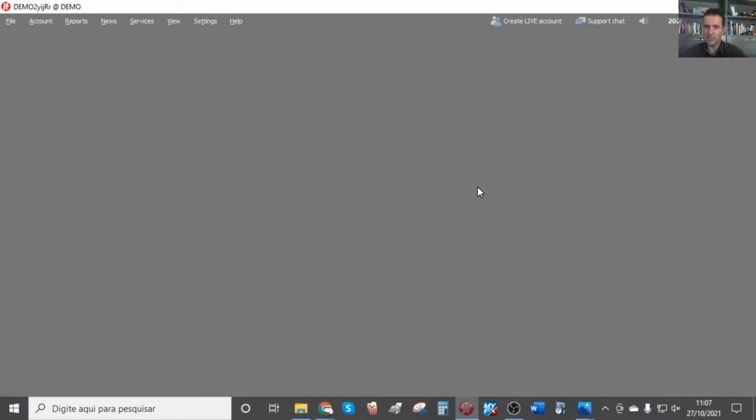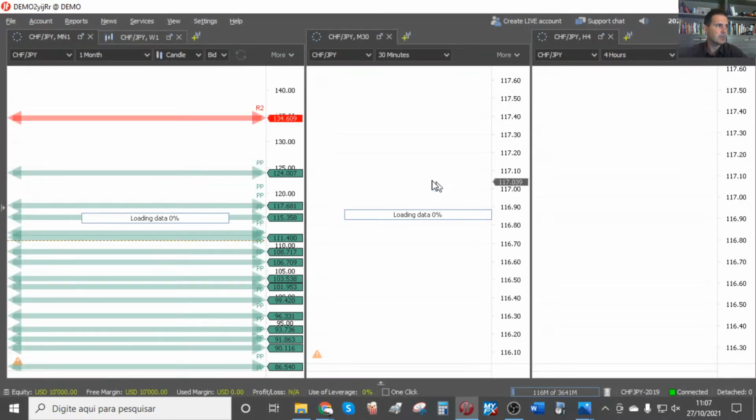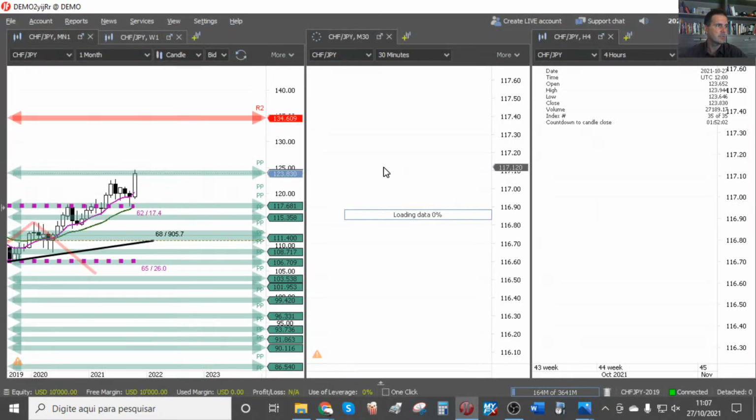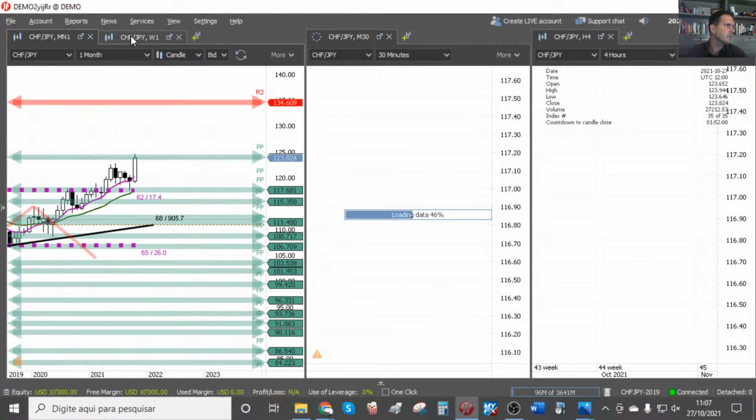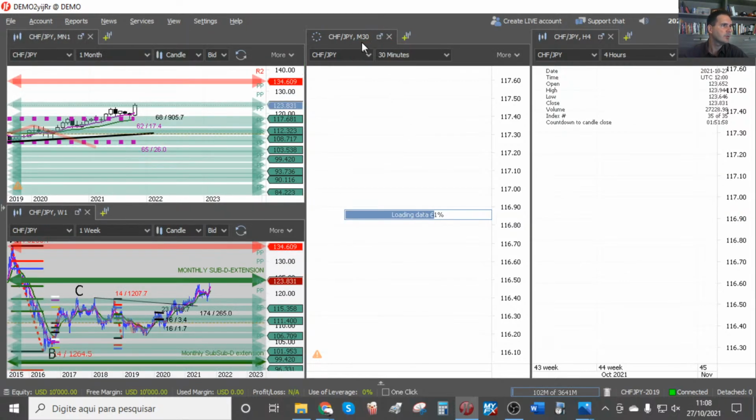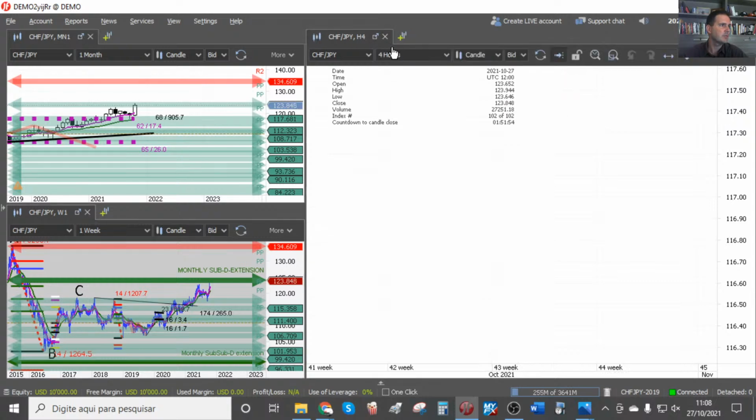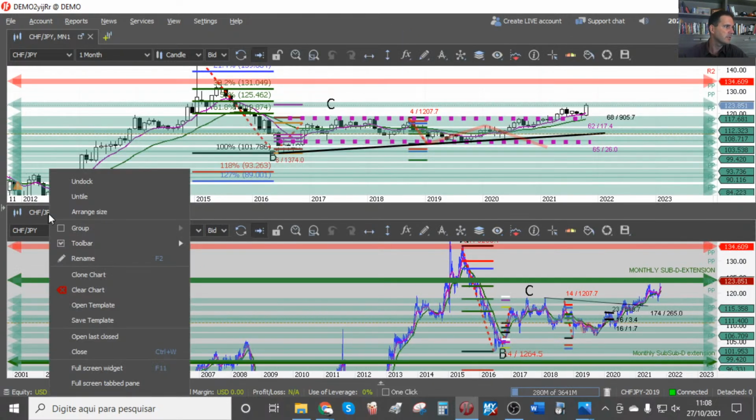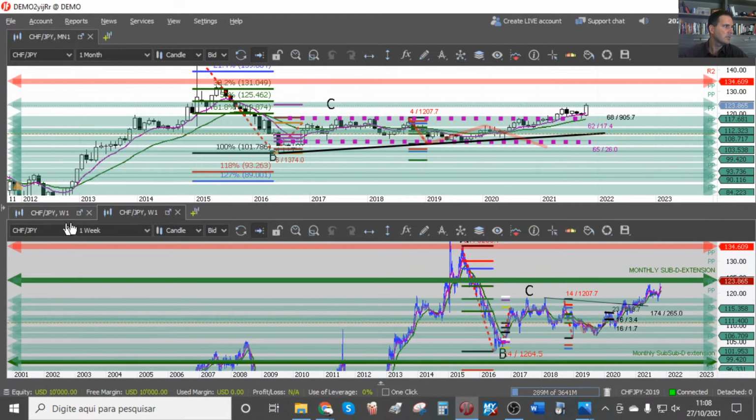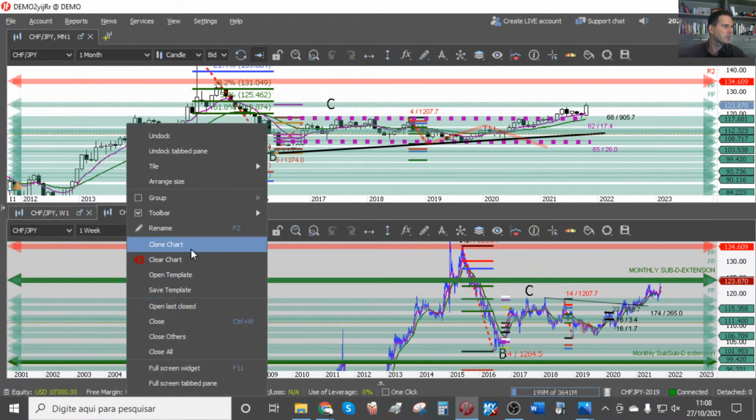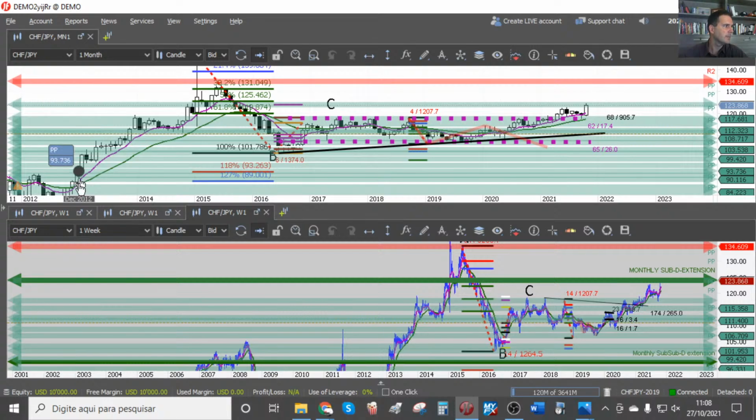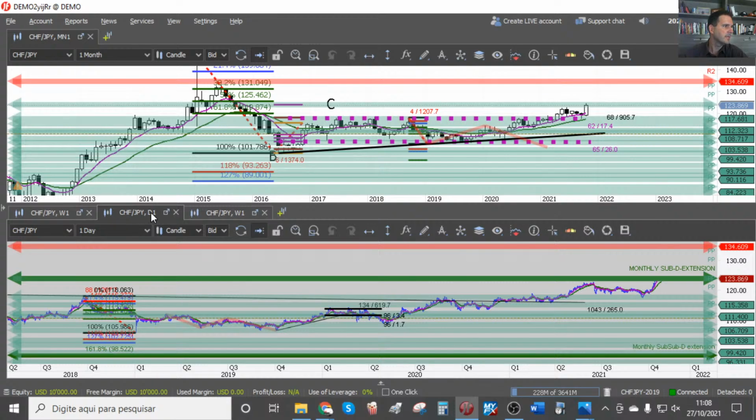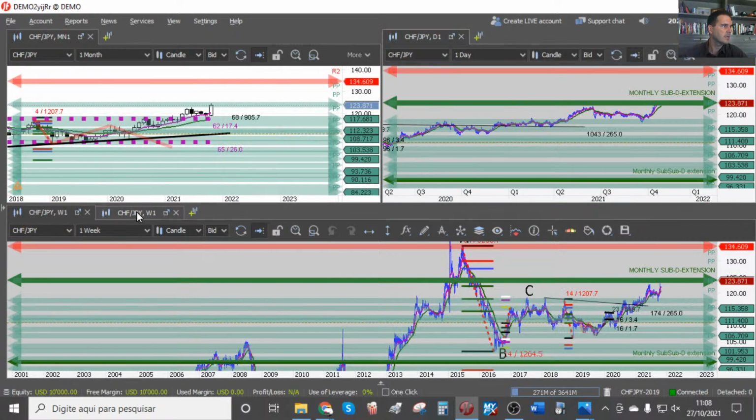I don't like CHFJPY. If you know and understand how Fibonacci works, you should have no problems trading the CHFJPY 4-hour chart. I'm going to clone and I'm going to clone again. Monthly, weekly, this is going to be the daily on the right.